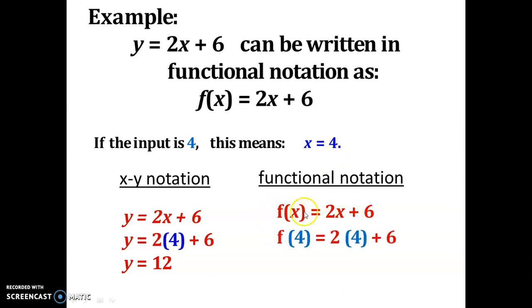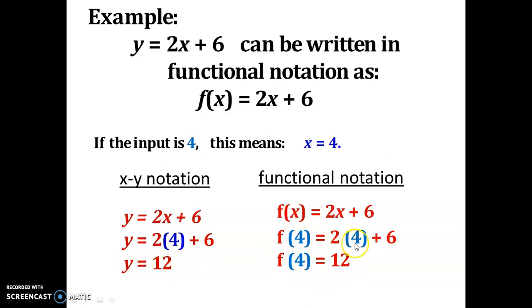And now when we say x is 4 again, this part here becomes the input value of 4. And this part looks the same as on this side. So we substitute a value of 4 for the x, and we get the same answer. But now when we write the answer, we don't just write y equals 12, we write f of 4 equals 12.